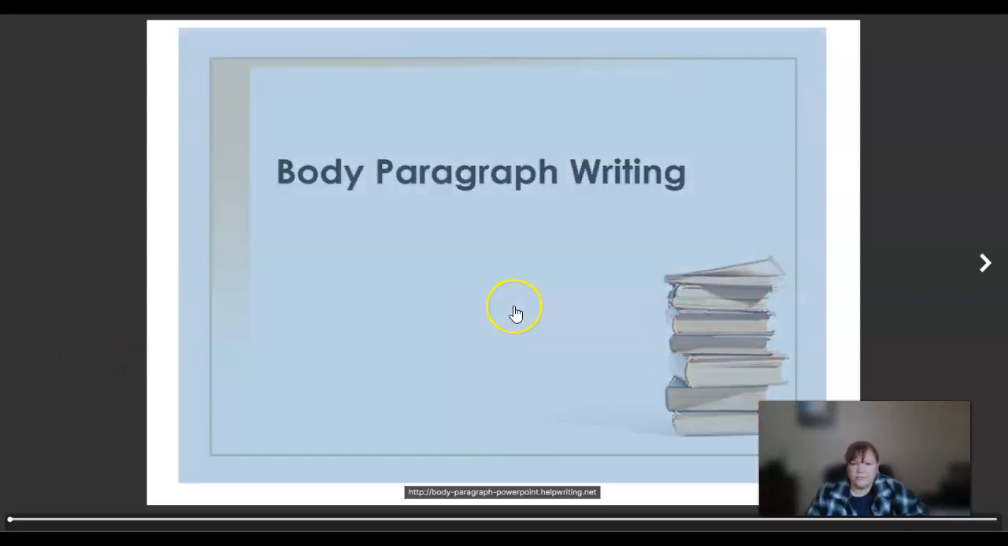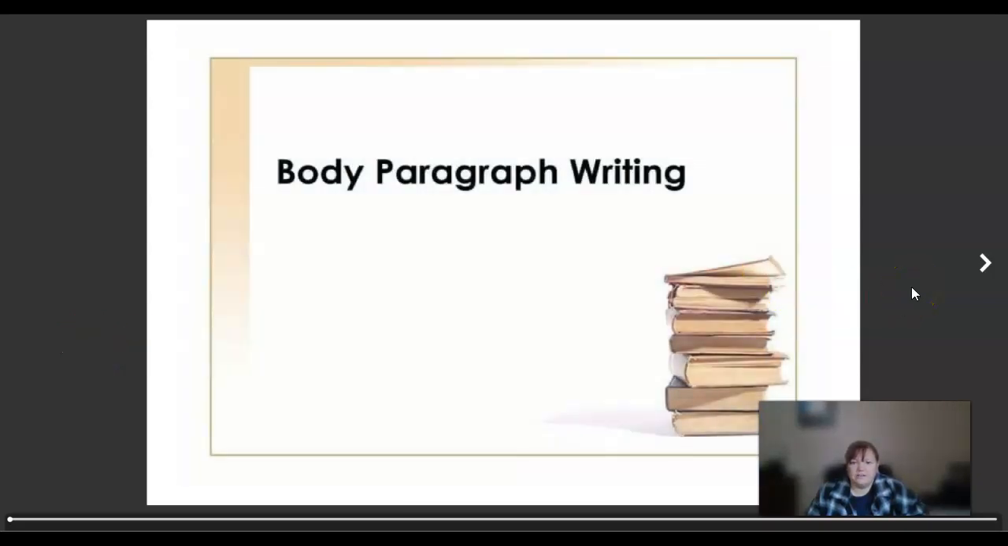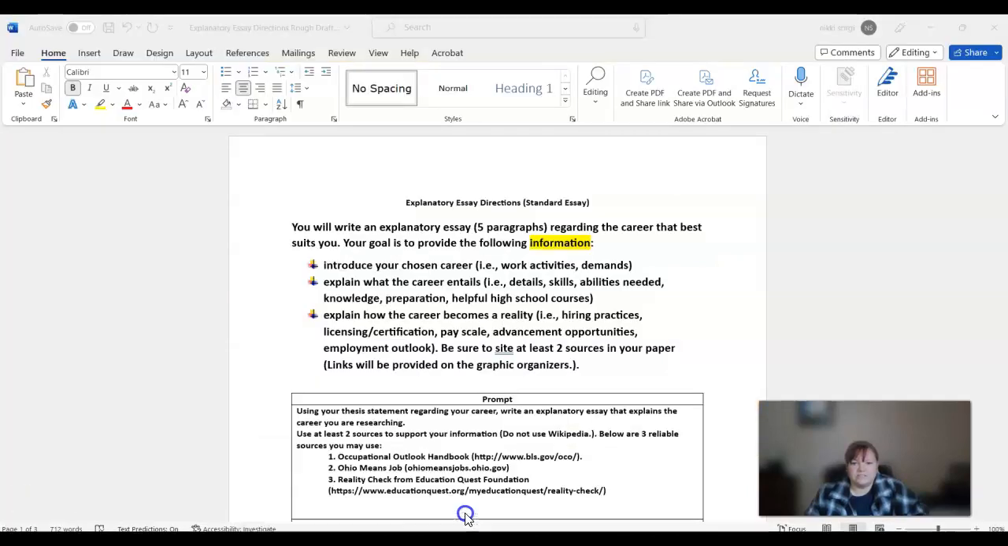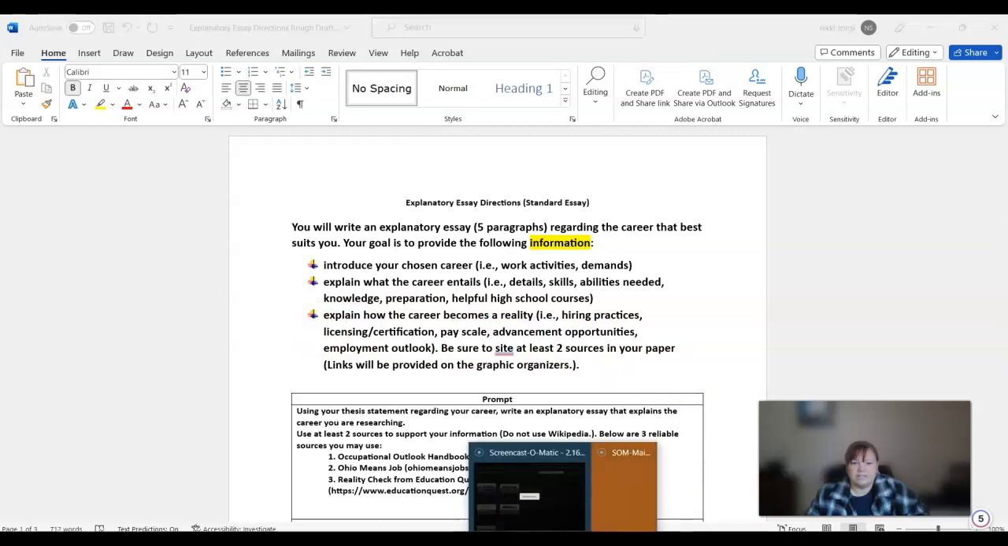Right, welcome. Again, we are going to talk about your body paragraph writing. At this point, you should have your pre-write done and be done with your introduction paragraph. Now we are going to talk about your body paragraph writing. You will have 3 body paragraphs. Again, we discussed those. They are going to be the introduction of your chosen career, what the career entails, and how the career becomes a reality.